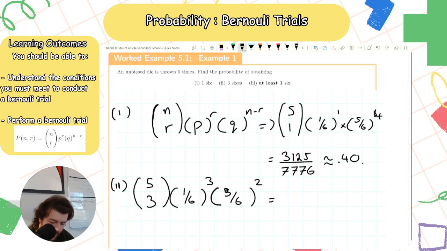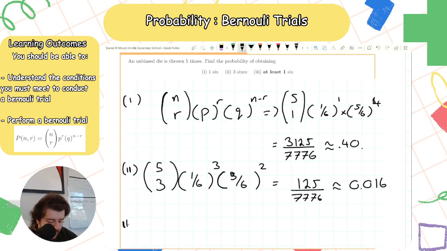The probability of getting 3 6s is equal to 125 over 7776, which is roughly equal to 0.016. So I actually have a very low chance of getting that. Then the last one here is the probability of at least one 6.